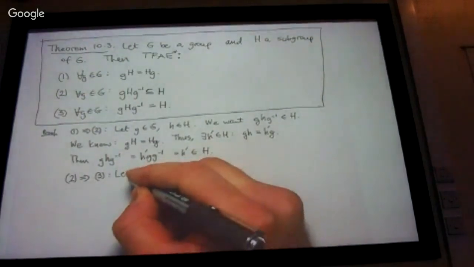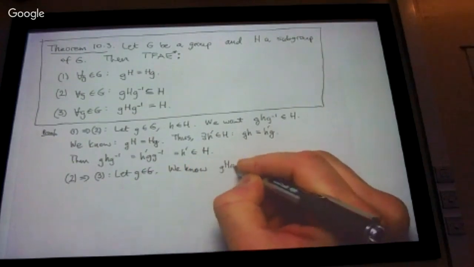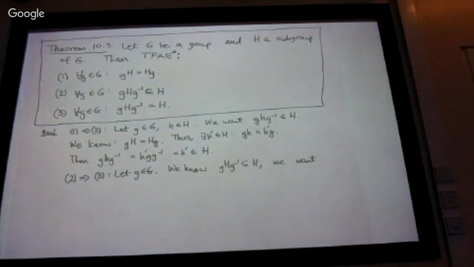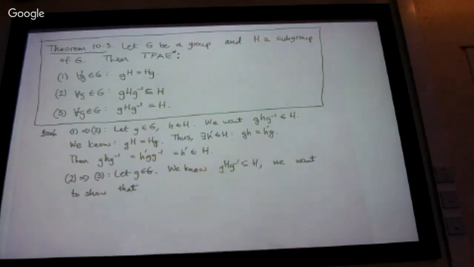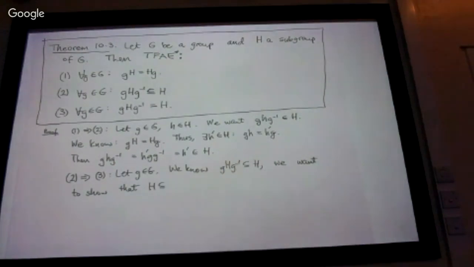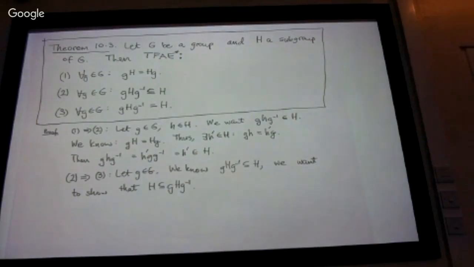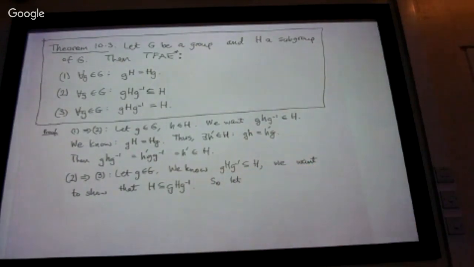Okay. So again, we take an element of G. We know that gHg inverse is a subset of H. We want to show equality, so we want to show that they're also subsets in the opposite direction. So H is a subset of gHg inverse. So we look at any element of H and we want to show that it's in the other set, because that's what it means to be a subset.